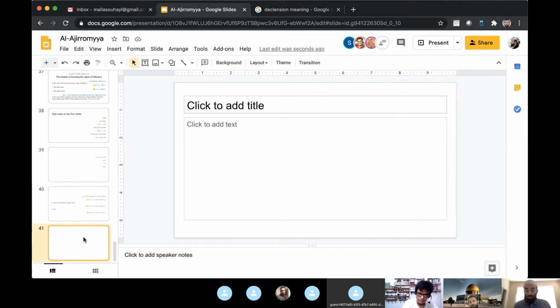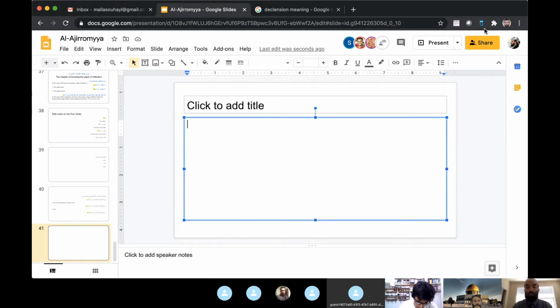So the next section: now we spoke about al-kasra. Where does ya become a sign of khafd? وأما الياء فتكون علامة للخفض في ثلاثة مواضع. Ya as well becomes a sign of al-khafd in three places.